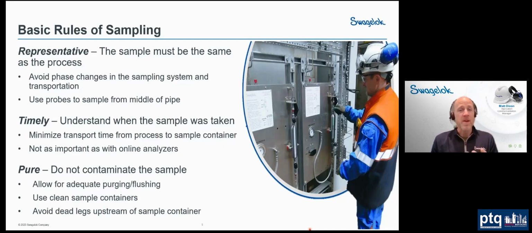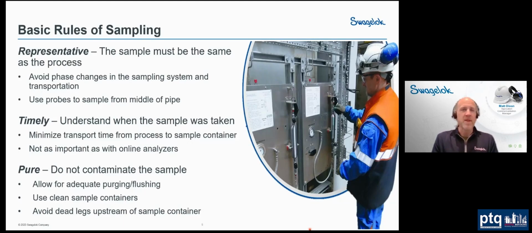Timeliness, we need to understand how long it takes for us to extract that sample from the system and get it to our sample container. Now, with an online analyzer, we like to get it from the process tap to the analyzer in 1 minute or less.